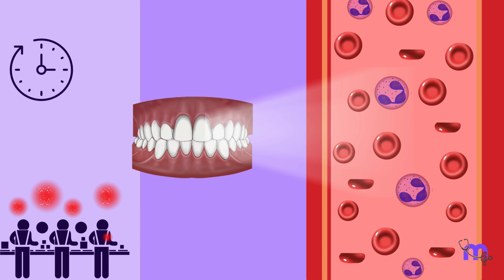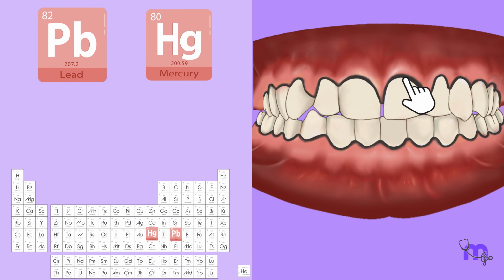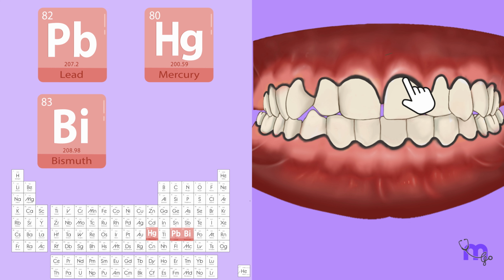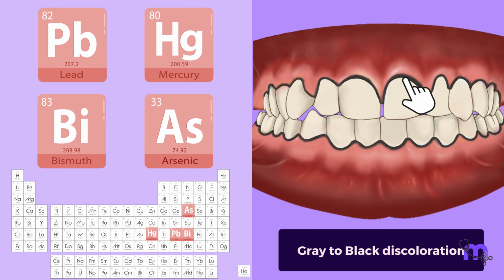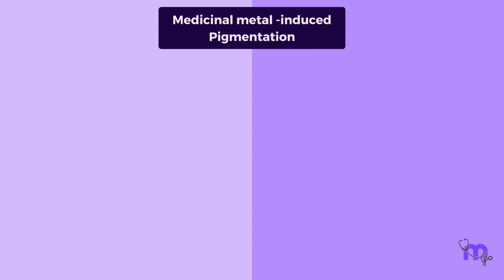Over prolonged periods, these metals are ingested and absorbed. The metal salts then tend to extravasate from blood vessels in areas of chronic inflammation, typically along the free marginal gingiva. Lead, mercury, bismuth, and arsenic can cause a grey to black discoloration along this area. Moving on to medicinal metal-induced pigmentation.